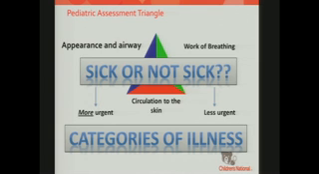With respect to the categories of illness, there are about 4 general categories that we're sort of thinking of with respect to the pediatric assessment triangle. Is it respiratory? Is it a perfusion issue? Is it a CNS issue? Is it a metabolic issue?